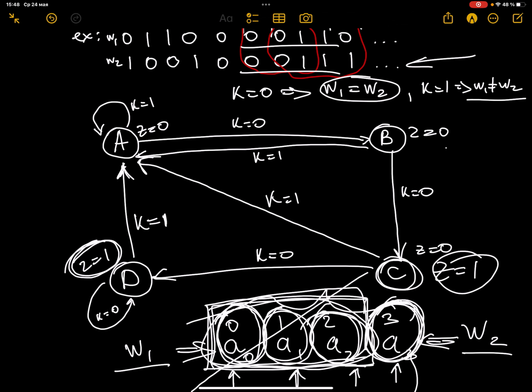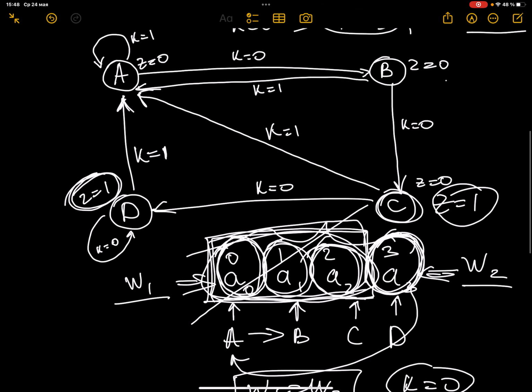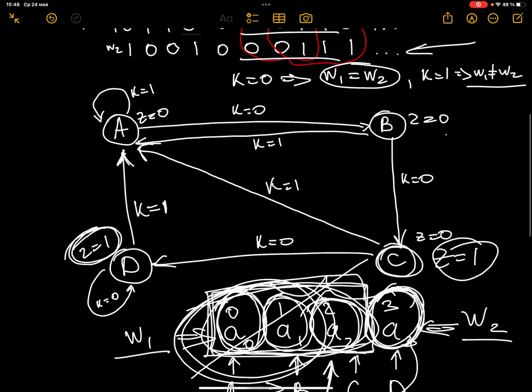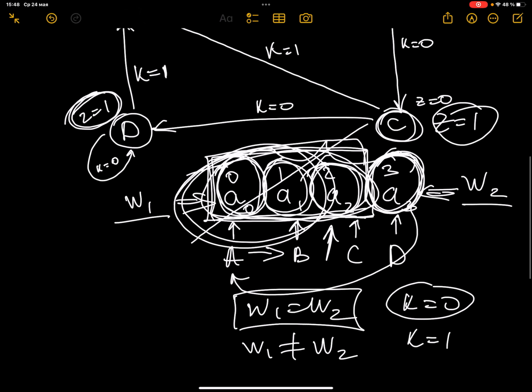For example, at C we know that only 2 previous bits are the same, so we don't know about the other bits. We need 4 bits to be the same. So at D, when K equals 0, Z is going to be equal to 1. So this was our state diagram.